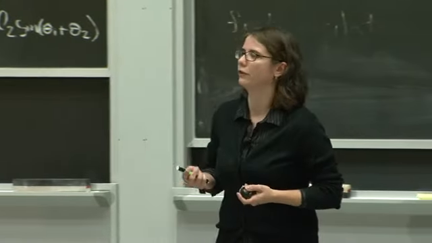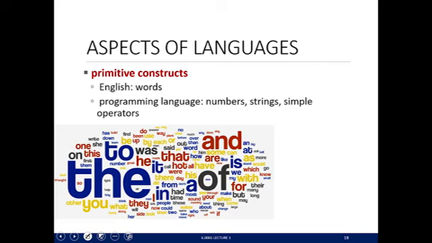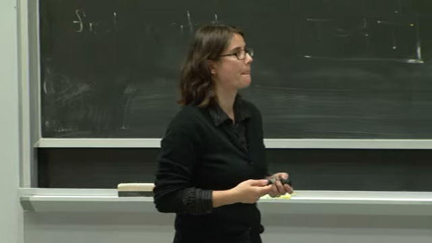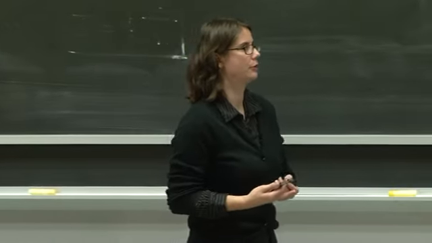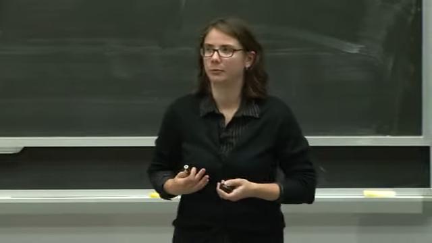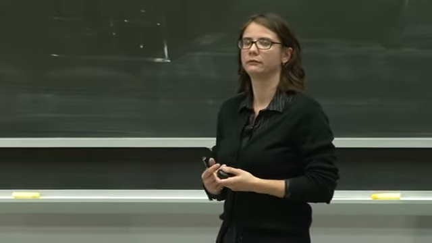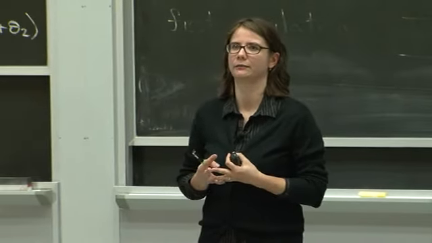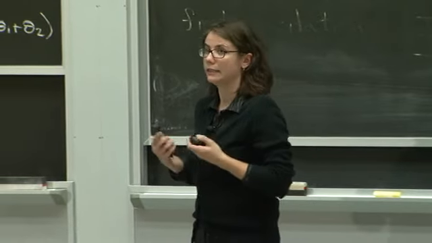So in English, the primitive constructs are going to be words, right? There's a lot of words in the English language. In Python, there are primitives, but there aren't as many of them. So there are floats, booleans, these are numbers, strings, and simple operators like addition, subtraction, and so on. Okay, so we have primitive constructs. Using these primitive constructs, we can start creating, in English, phrases, sentences. And the same in programming languages.